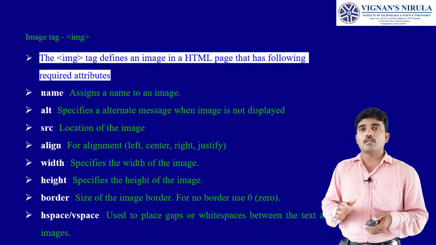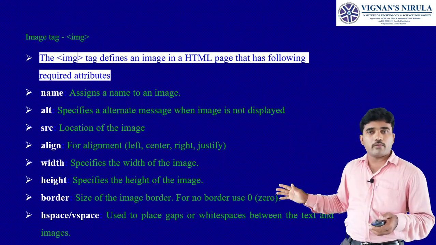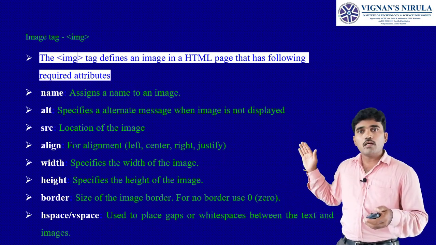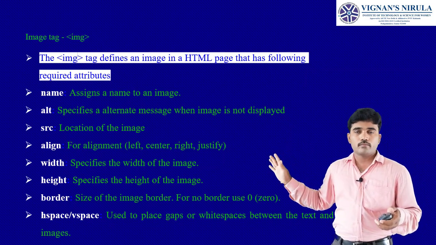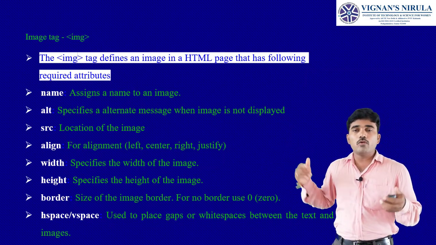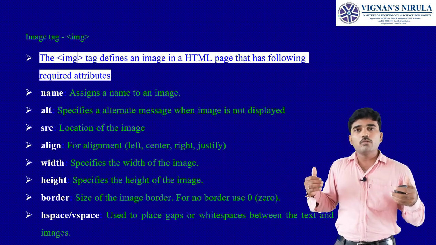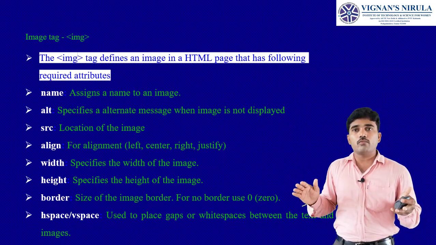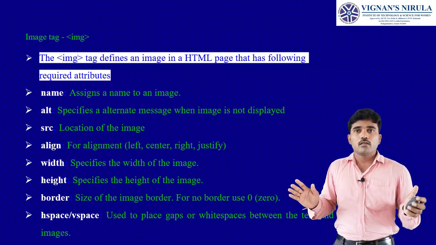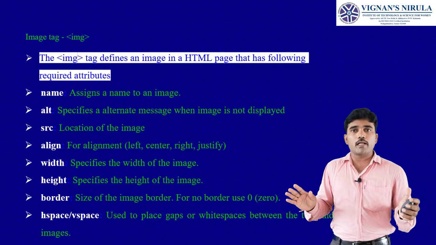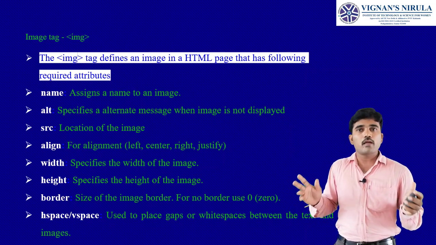And one more thing: there is no need to use all these attributes every time. Use the attributes which are necessary for you. Suppose I don't want to mention the width and height, and I want to take the default width and height the image has. Then there is no need to mention them. Simply avoid those two attributes. Even if I don't want to use the name, avoid it.